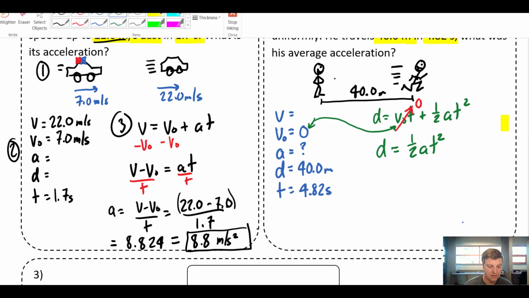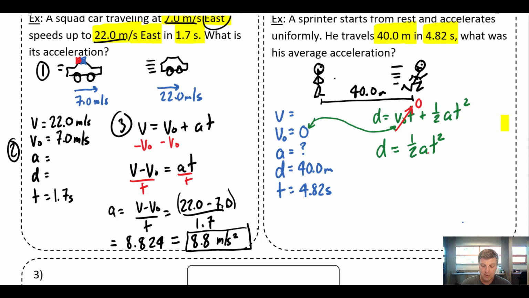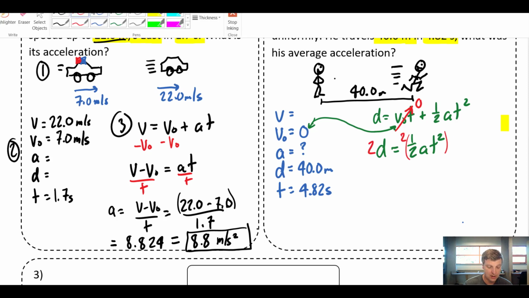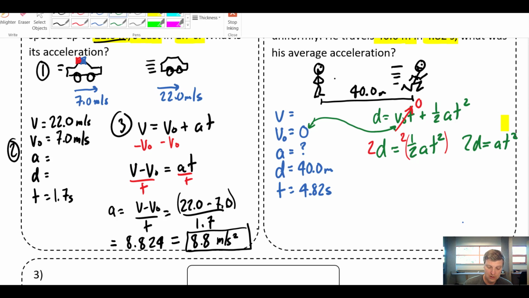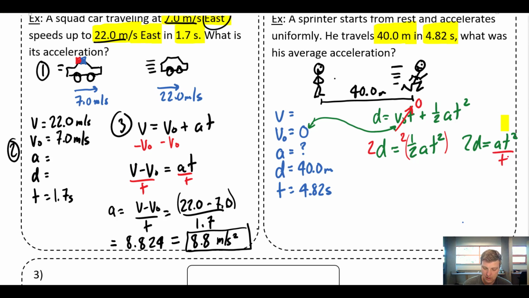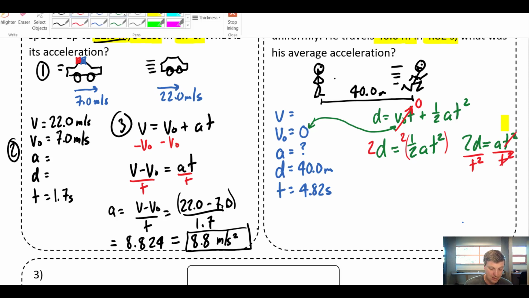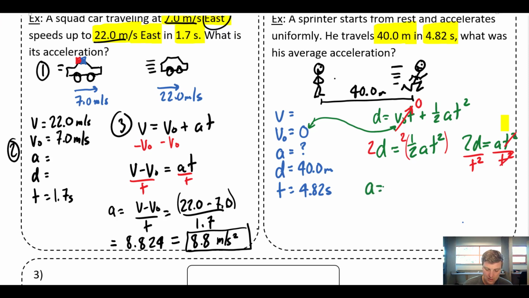So I just did myself a favor. So I'm solving for A. First thing I'm going to do is multiply both sides by 2 to get rid of the 1/2. And so I end up with 2D equals AT squared. And then I'm going to divide by T squared, and these cancel out. And I'm left with A equals 2D over T squared.